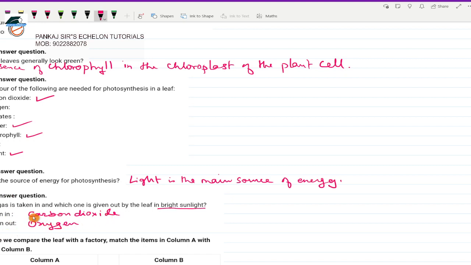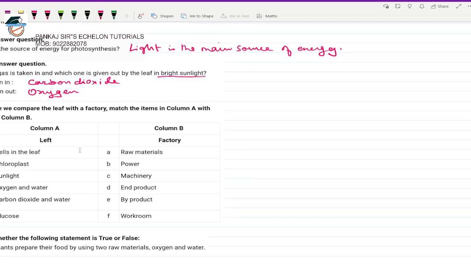Now, next question happens to be match the column. Okay. And in match the column it's given this way. In Column A, certain parts of the leaf are given. Okay, certain things are given on the left hand side and right hand side. You have to just match them up, and the answer for this has to be, now cell in the leaf. Okay, now this is the question, you have to match it.